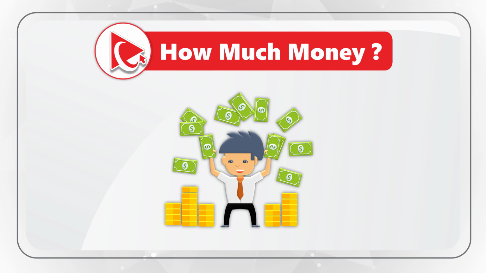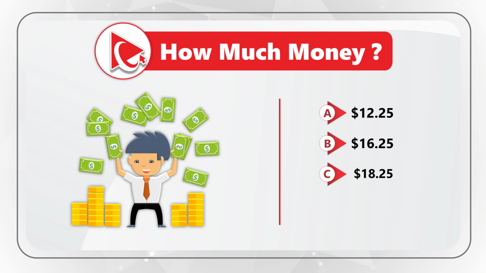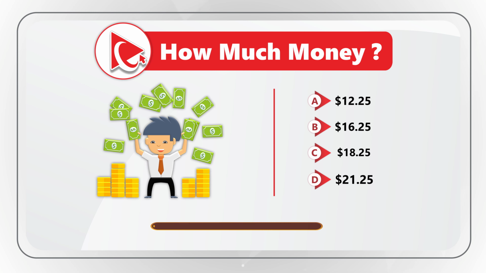Your answer will be one out of 4 different choices. Choice A, $12.25. Choice B, $16.25. Choice C, $18.25. And last but not least, choice D, $21.25. Please pause this video if necessary, do your counting, and post your answer in comments.